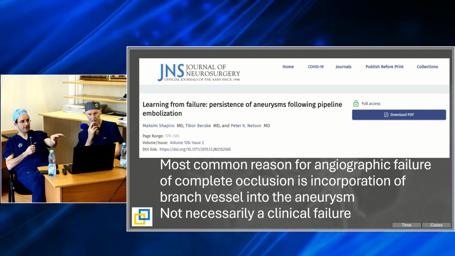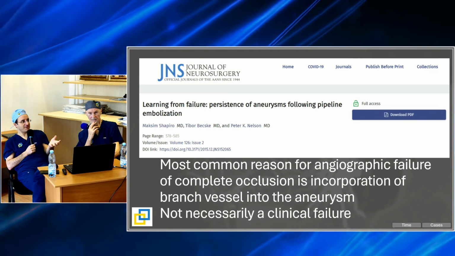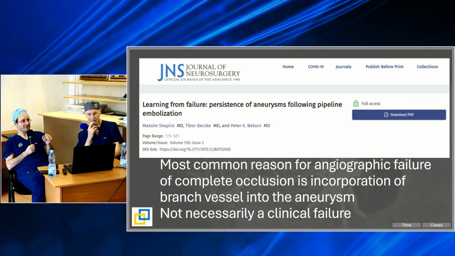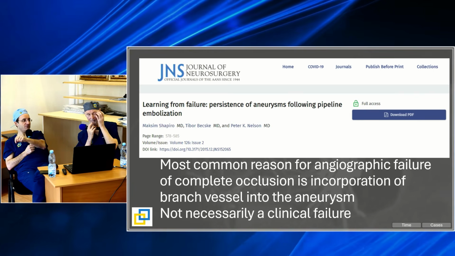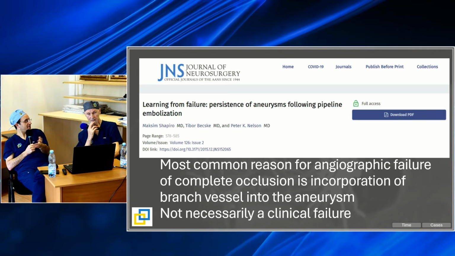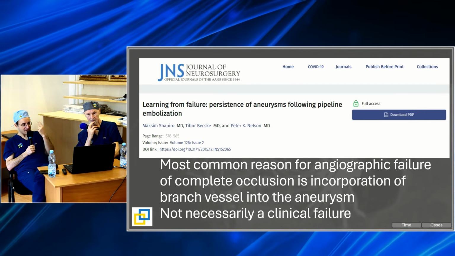You all know this, right? At that time when this was published, most people didn't understand. Now it's obvious to most of us that if there is some sort of outflow source for the aneurysm, that might keep the aneurysm alive in some ways, as Kim was mentioning. So that is very, very important.